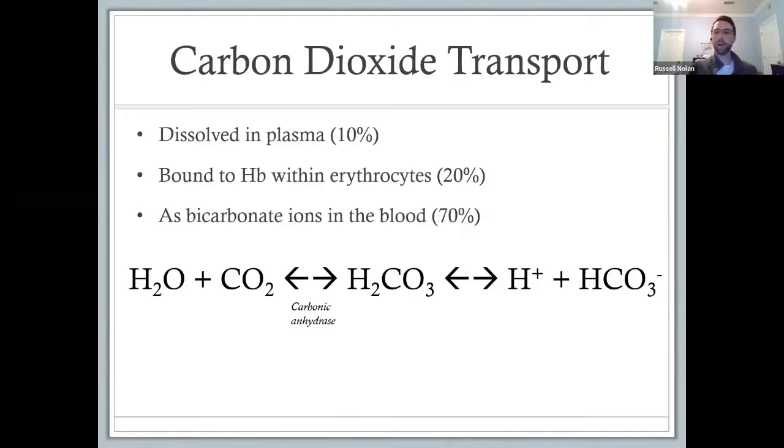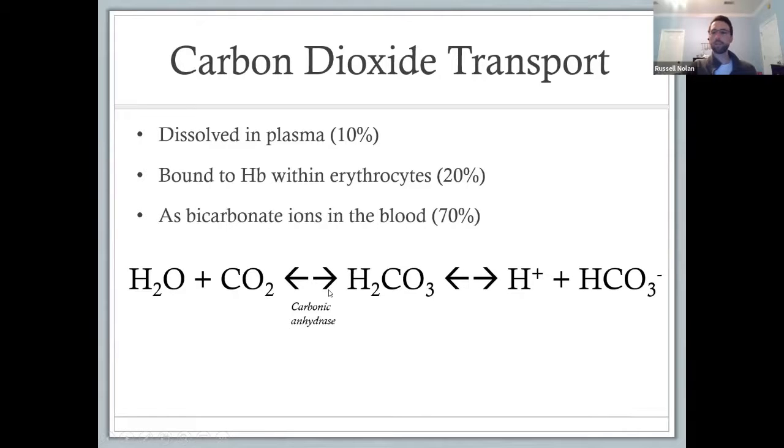When we look at carbon dioxide transport, you can see here about 10% of your carbon dioxide is dissolved in plasma and just floats that way. About 20% is bound not to the heme in hemoglobin where oxygen is, but just to the hemoglobin itself. But the majority of carbon dioxide gets converted into bicarbonate.